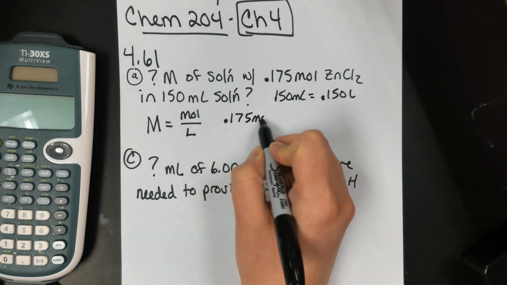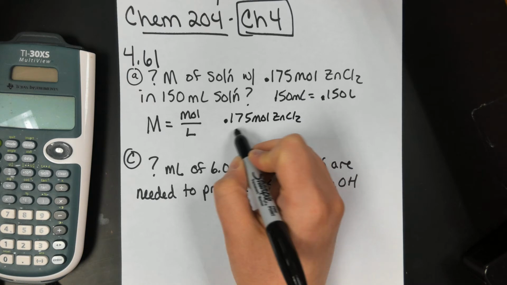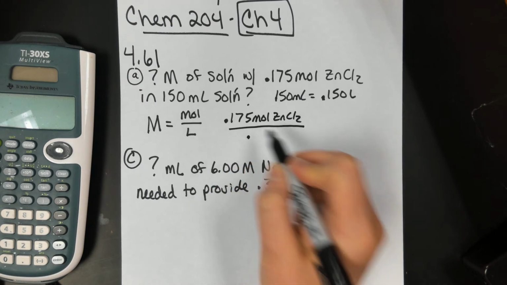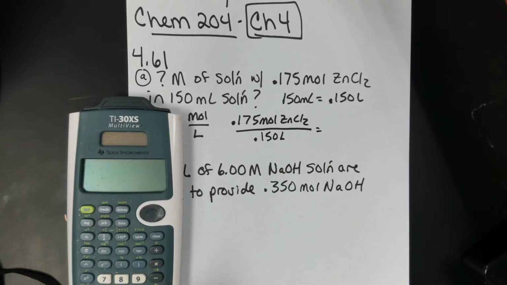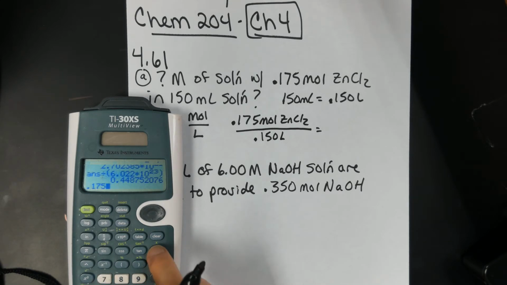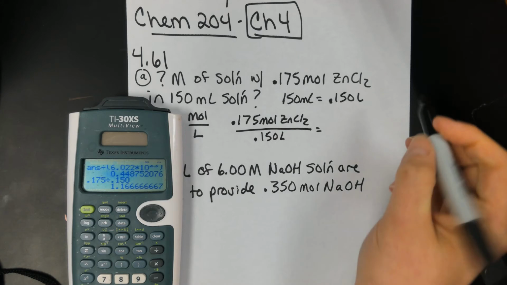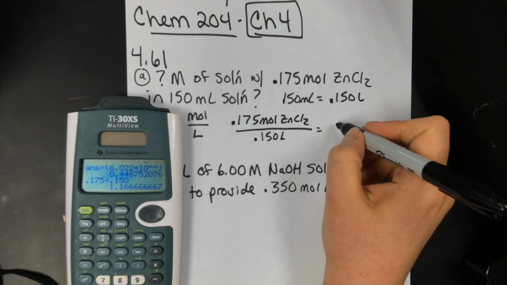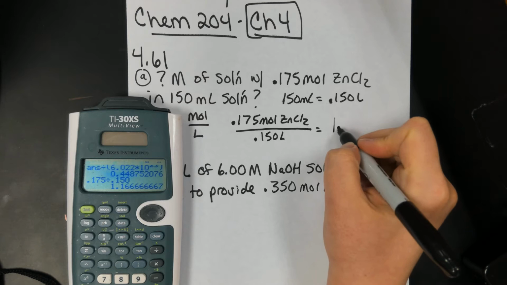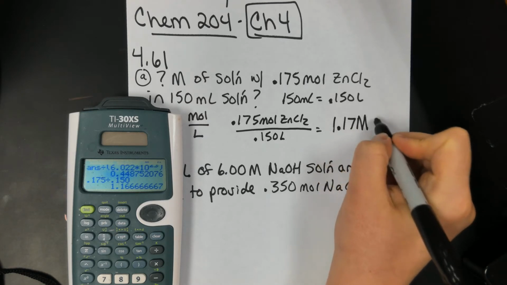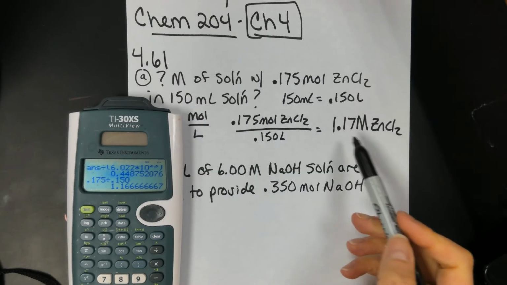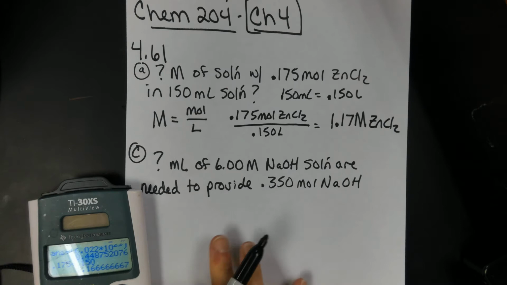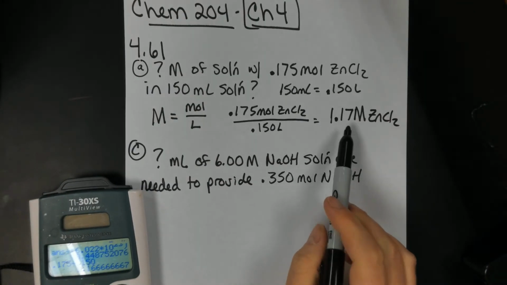So 0.175 moles of ZnCl2 in 0.150 liters. That would be 1.17 capital M ZnCl2. That's how you'd represent it. Of course, you'd put spaces in between these, but I have terrible handwriting. So that's the answer for this one.